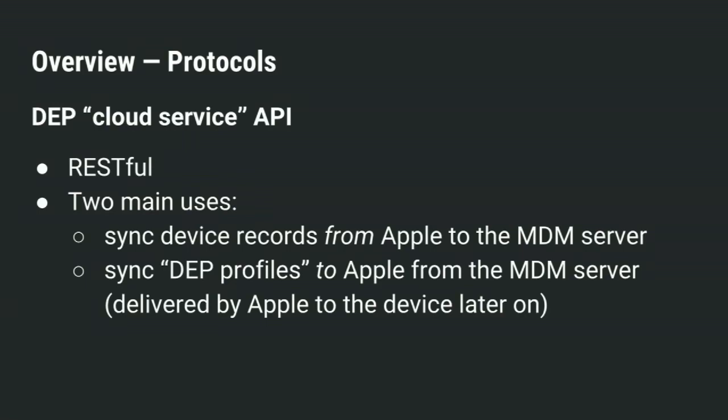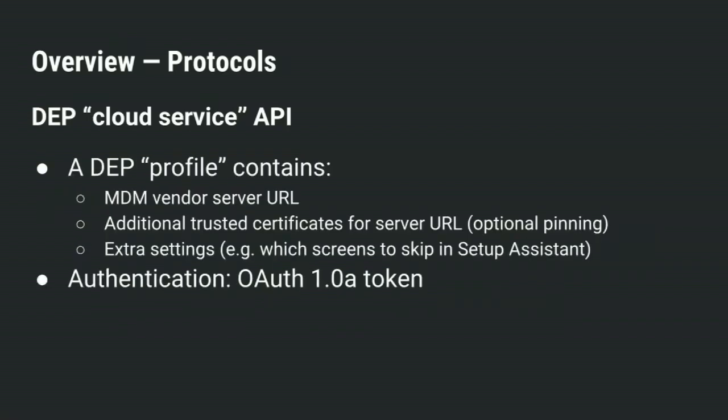And then the other thing that happens is the MDM vendor pushes back what's called a DEP profile. That DEP profile is delivered to the device later on, the first time it boots up. That DEP profile, which is a JSON payload, contains 3 things: the MDM server URL, any additional certificates that need to be trusted for the sake of pinning, as well as any setup assistant configuration you want to do. So that setup assistant you see when the Mac first boots up, you can customize which screens are shown there. And this authentication is handled with OAuth between the MDM server and Apple.